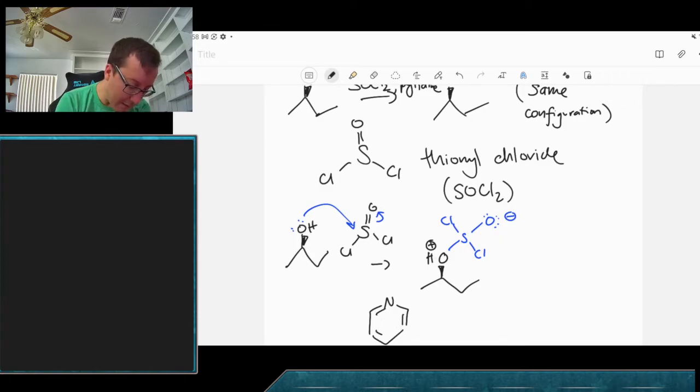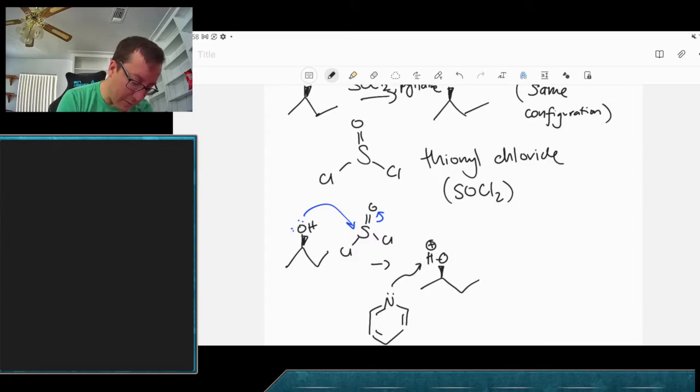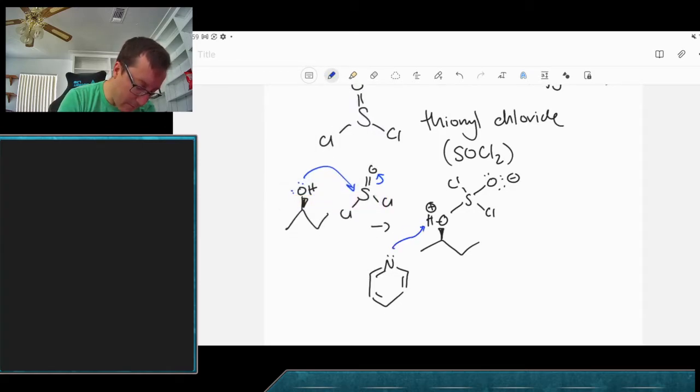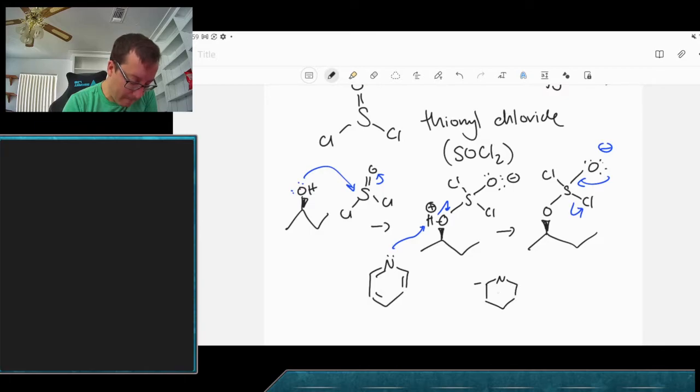Pyridine is a pretty weak base. Let me redraw this one in black just so we're super clear about what's what. Okay, so we're going to have our pyridine come and grab our proton. And so we are left now with the O directly bonded to the sulfur. That sulfonyl is going to go ahead and close back down, and it's going to kick out a chlorine. In this process, by the way, we've lost the pyridinium. And here we lose the chloride.